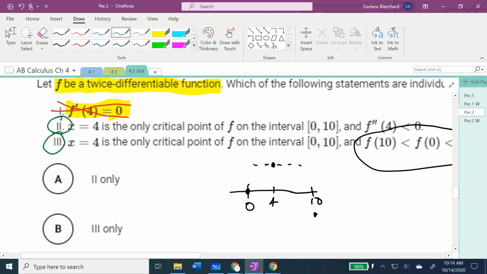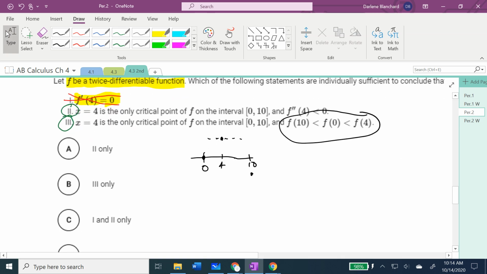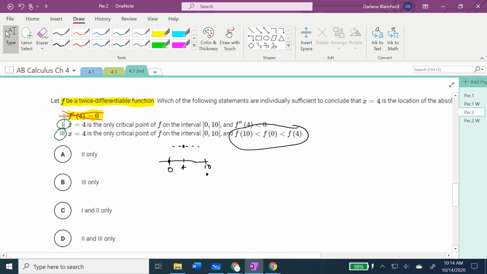These are really tough problems for multiple choice. Multiple choice problems will get easier the more you're exposed to them. Just know that and take comfort in that. So with this one, the correct answer was 2 and 3 only.